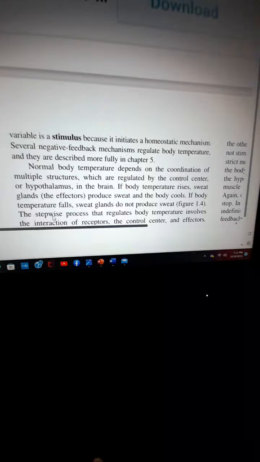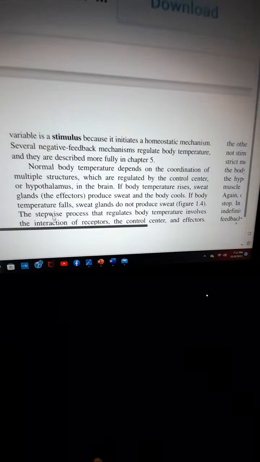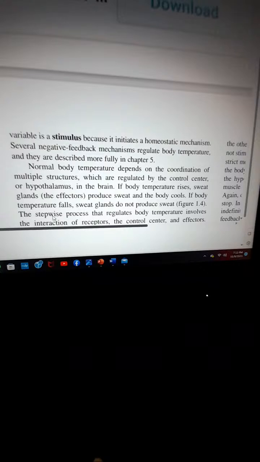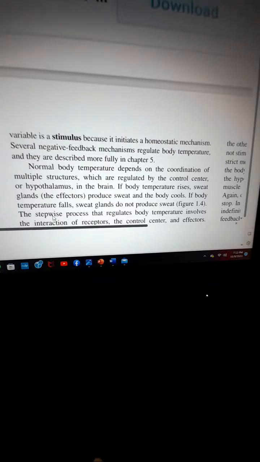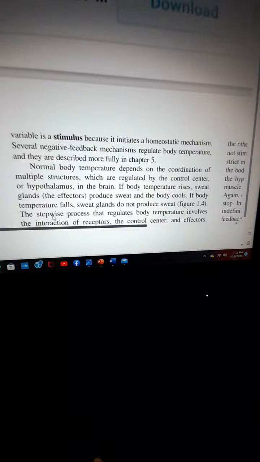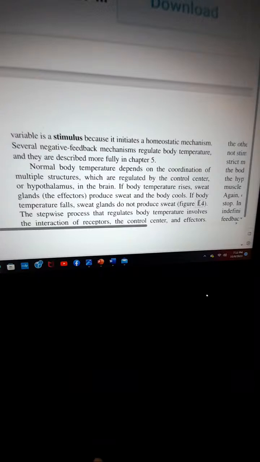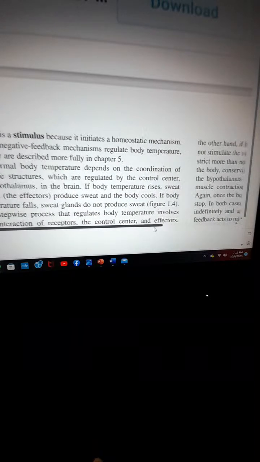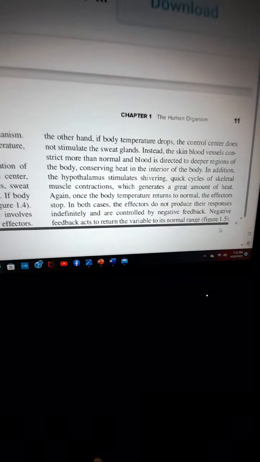Several negative feedback mechanisms regulate body temperature, and they are described more in chapter 5. Normal body temperature depends on the coordination of multiple structures which are regulated by the control center or hypothalamus. That's your control center in the brain. If body temperature rises, sweat glands, which are the effectors, produce sweat and the body cools. If the body temperature falls, sweat glands do not produce sweat. The stepwise process that regulates body temperature involves the interaction of receptors, the control center, and the effectors.